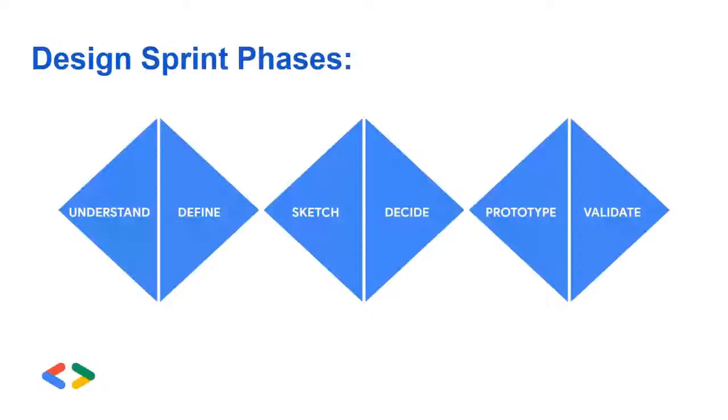Next, sketch and decide. For this step, we're going to ideate using pictures. And of course, don't worry if you're not an artist. Everything is going to be just fine. And try to decide on which idea is best as a team. Lastly, we prototype and validate. By the way, this exercise is usually done with the project team and the user researcher.